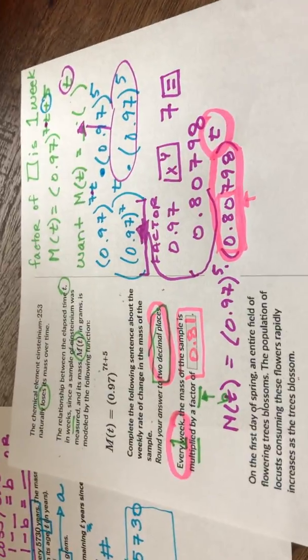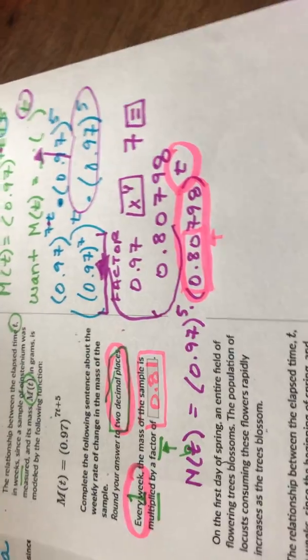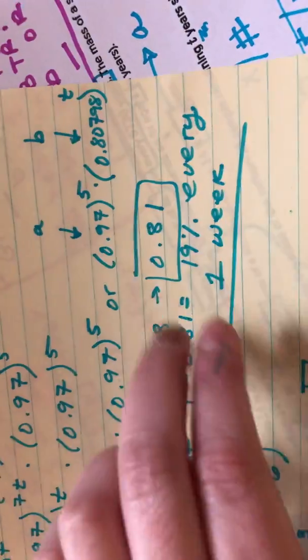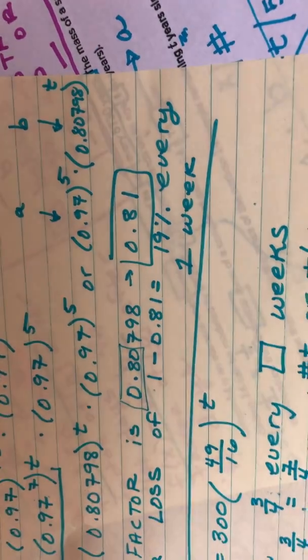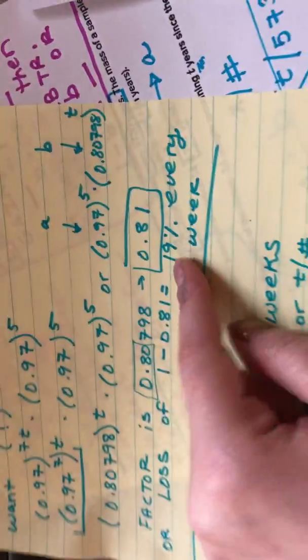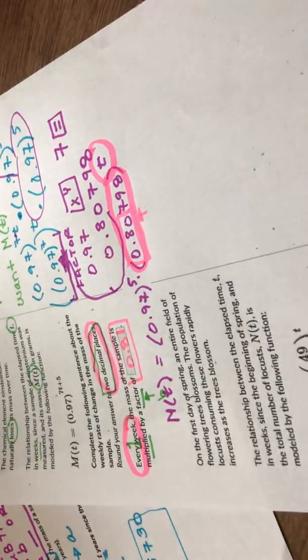If it would have said something about what is the loss, then I would have taken 1 and subtracted that decimal and gotten like 0.19 and then turned it into a percent. So when it says factor, you just use the number in the parentheses. When it says gain or loss, you have to do that add or subtract 1 thing that we did on the last example.